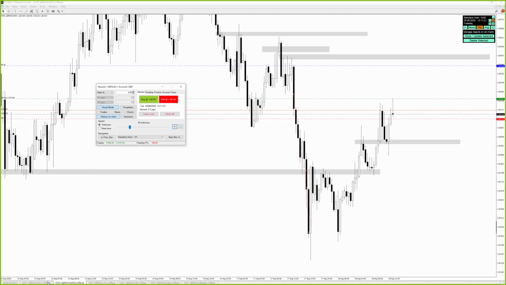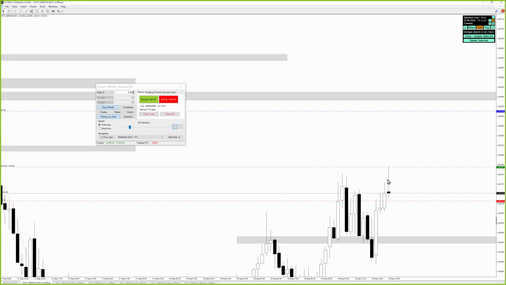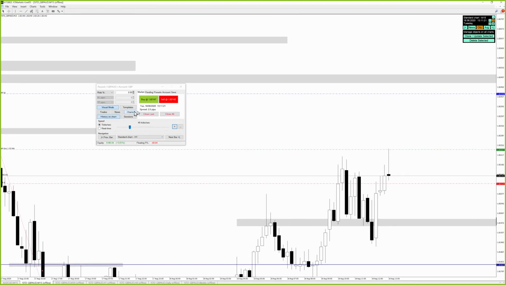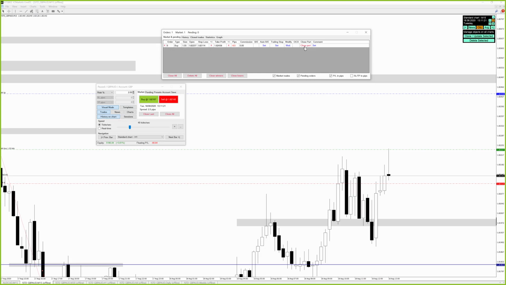Ooh, look at this. Look at this 15-minute candle. The 15-minute candle is about to break its own low. So at this point, I'm going to close 50% of the position right here. Close 50% right over here.